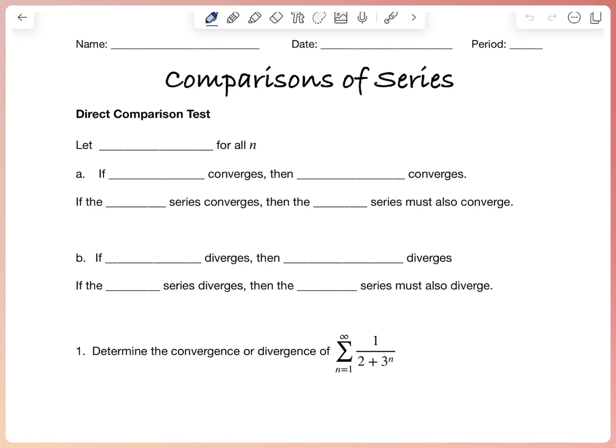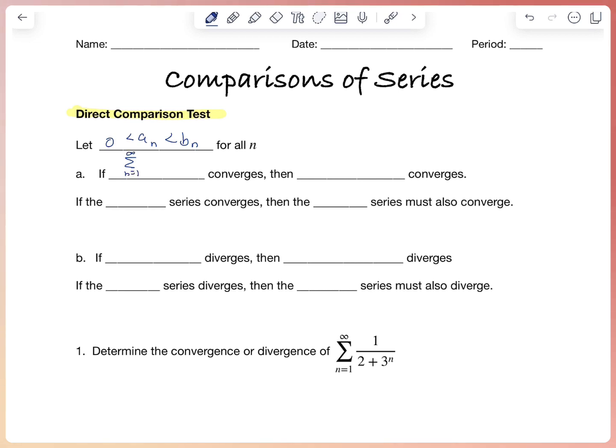Okay, next we're going to look at some comparisons of series. So we're going to do a couple of tests. Our first test is called the direct comparison test. In this, we're going to let a sub n be less than b sub n, but a sub n is greater than 0 for all n.